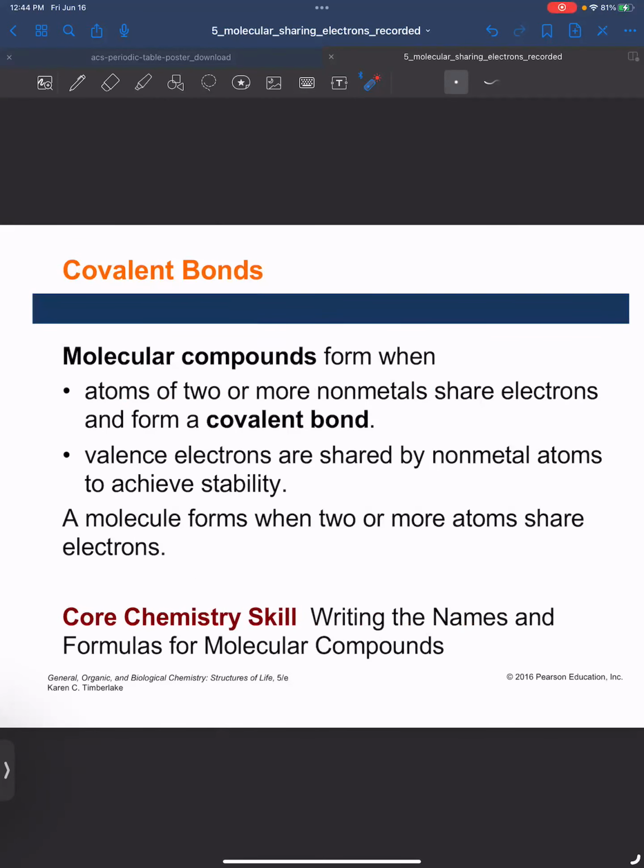Molecular compounds form when atoms of two or more nonmetals share electrons to form a covalent bond. Whereas ionic compounds involved a complete transfer of electrons, for covalent compounds or molecular compounds, they're sharing electrons. Those valence electrons are shared by nonmetal atoms in order to achieve stability. And a molecule forms when two or more atoms share those electrons. And this will be a core chemistry skill, the ability to write the names and formulas for molecular compounds.